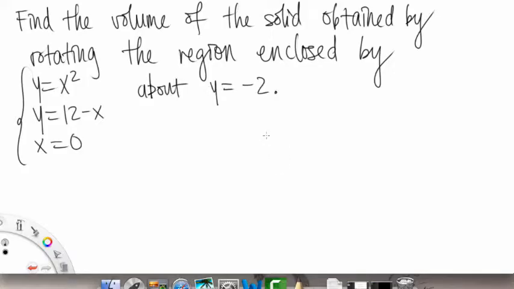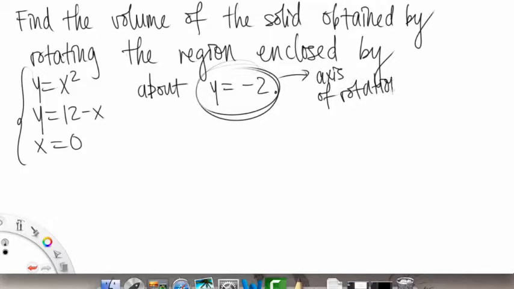Okay, for this last problem, we're going to find the volume of the solid obtained by rotating the region enclosed by y equals x squared, y equals 12 minus x, and x equals 0. So the region is enclosed by these three graphs about the line y equals -2. We do note that this is a different axis of rotation, right? This is an arbitrary axis of rotation. So we're going to have to keep that in mind for later on in the problem.